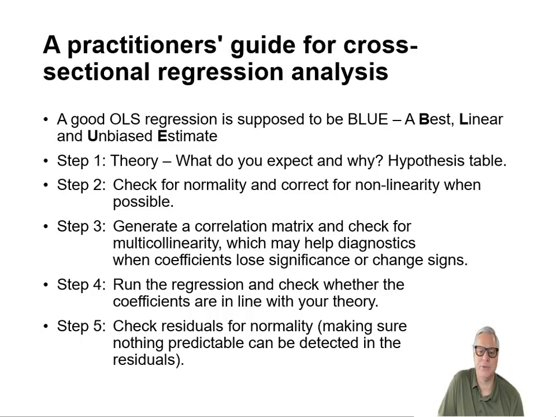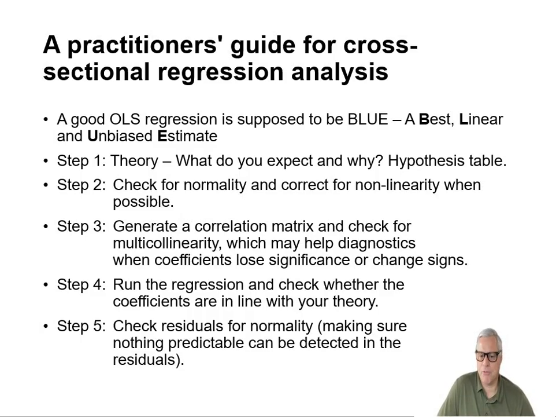So then step three, we generate a correlation matrix and check for multicollinearity, which may help diagnose when coefficients lose their significance or change signs. Because sometimes things move in the same direction. For example, countries that are richer, that have a higher GDP per capita, are also often countries where you have greater income equality, and very often you also have more gender equality. So we want to check for possible problems related to what we call multicollinearity, which is the problem that the variables on the right-hand side correlate highly and are not truly independent.